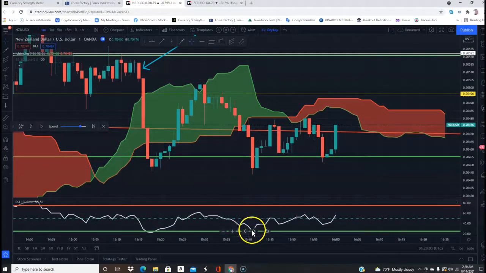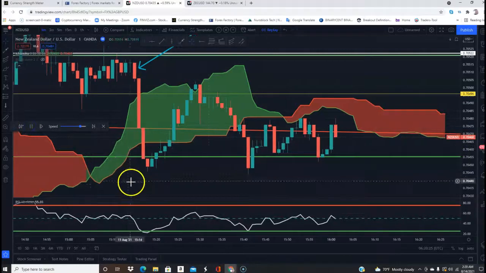Although we do have a divergence here, as you see, price created equal lows here and here. However, the RSI showed a higher low here, so you could have taken the divergence up, and as you see, price cleared and pushed up. Pretty incredible stuff, guys. But we're not looking for buys, we're looking for sells. Let's get it.